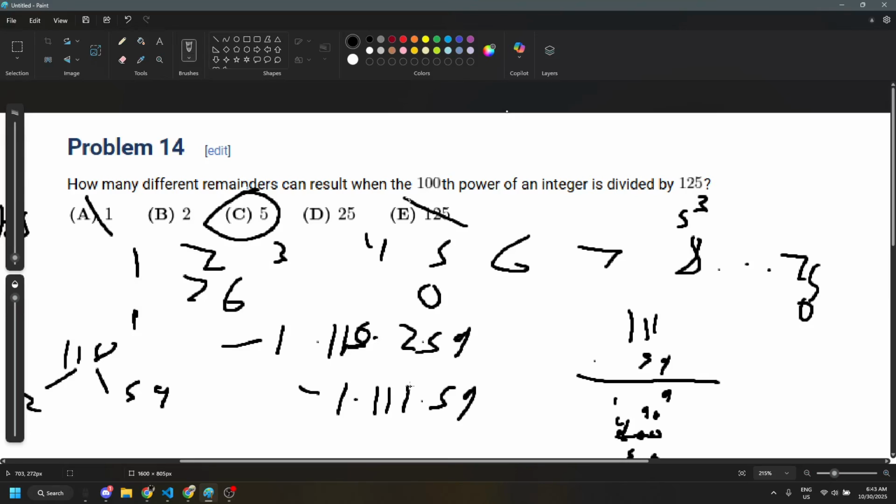Hmm. I think I got it. Because every number that isn't relatively prime to 125 is a multiple of 5, so that's 100 of them, because there's 25 multiples of 5. So maybe that's why. And then that just means every other number to the 100th power is 1.